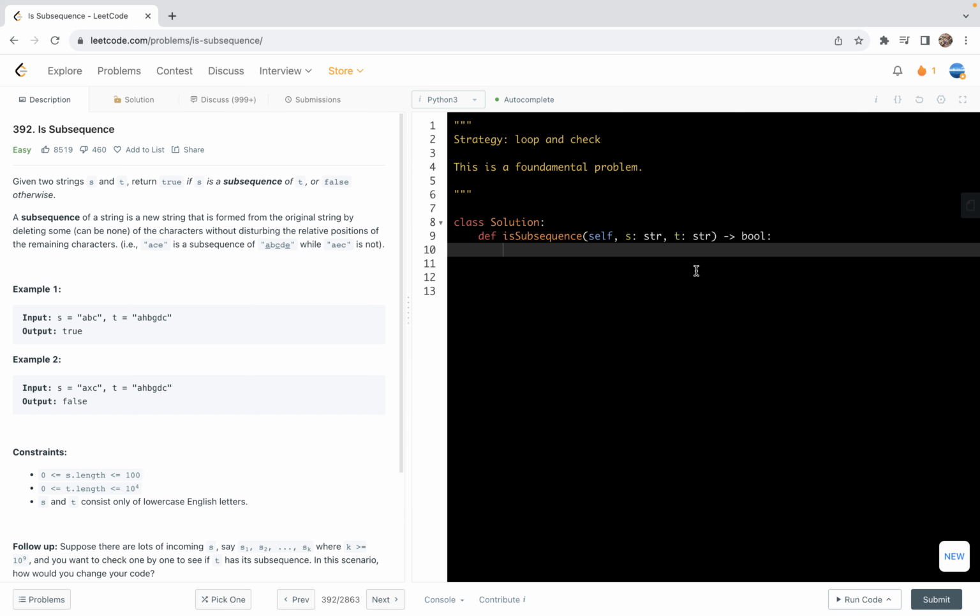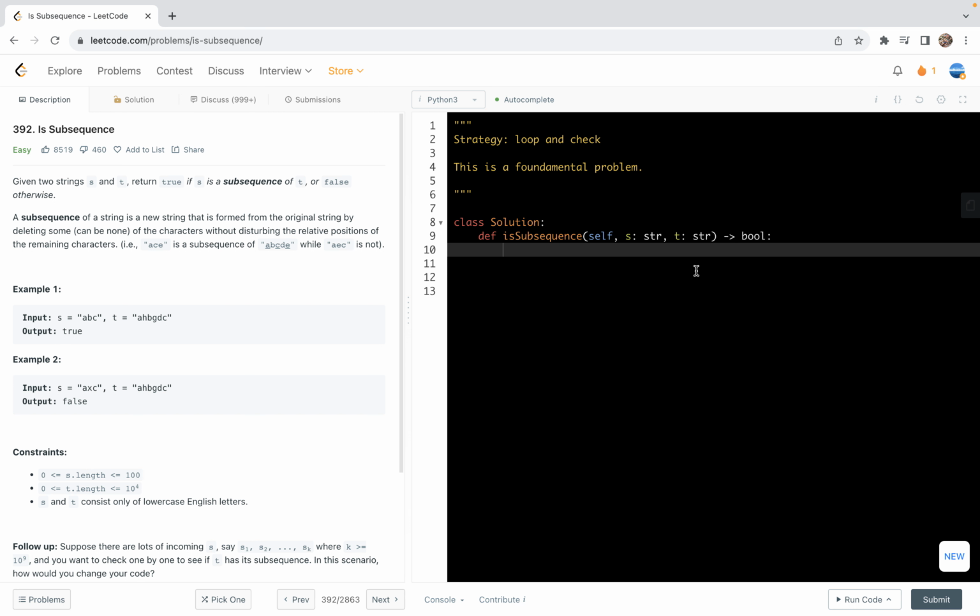Here we are given two strings s and t. We want to return true if s is a subsequence of t, or false otherwise. Notice that we are considering subsequence: as long as the order is maintained, we don't care whether it's consecutive or not. The two examples are the following.